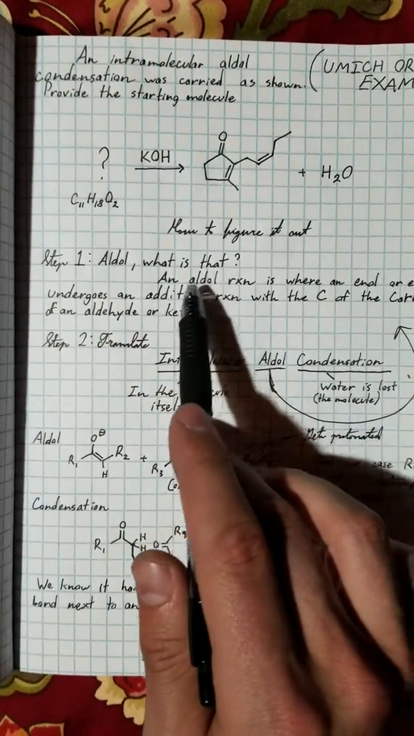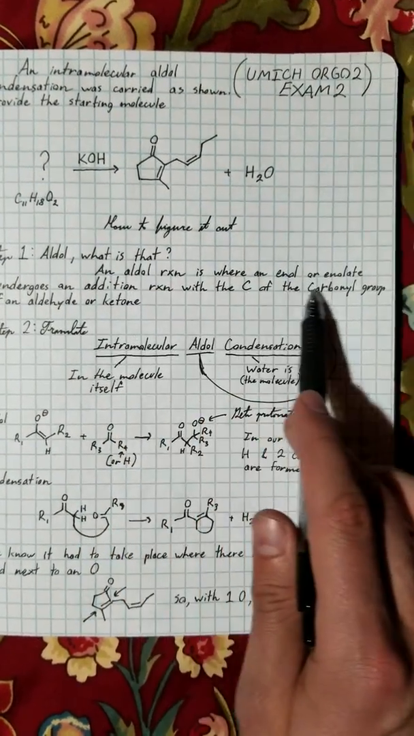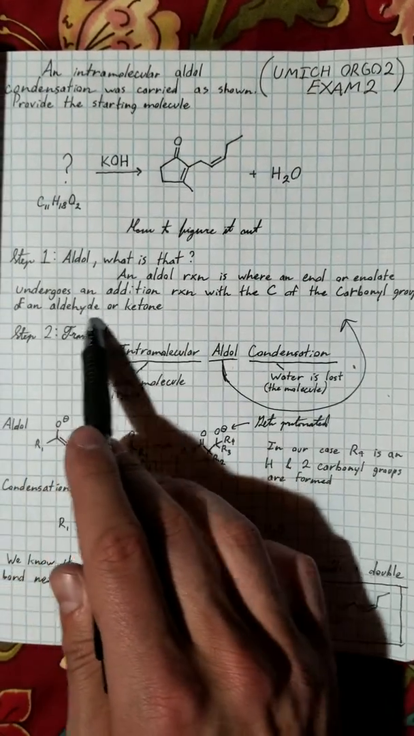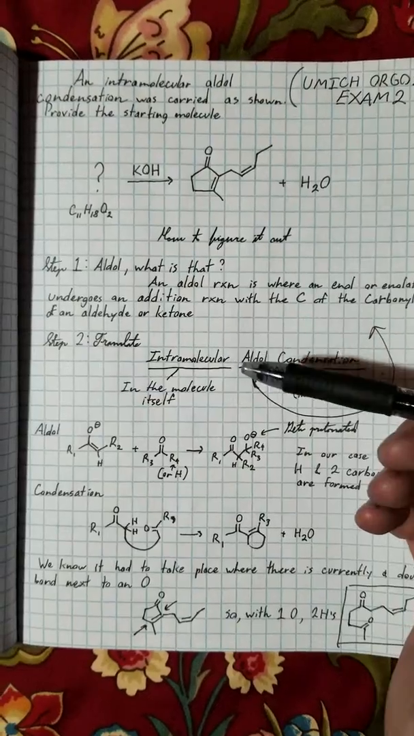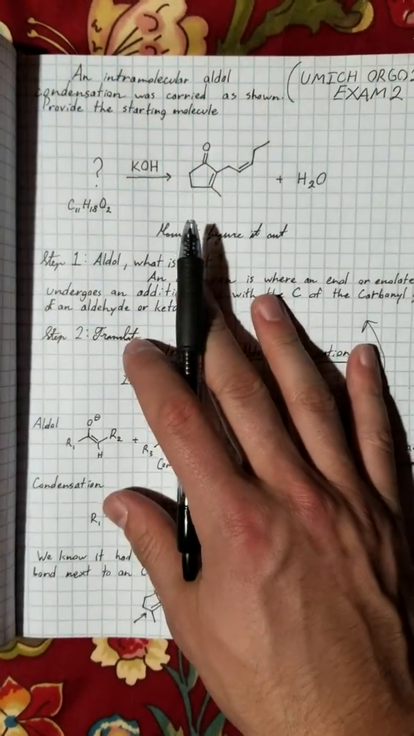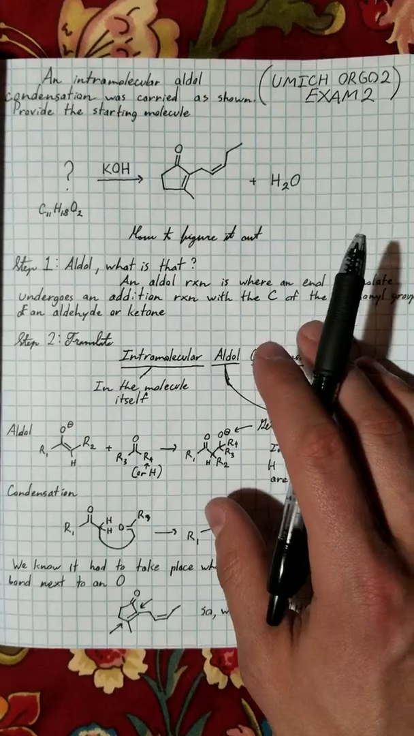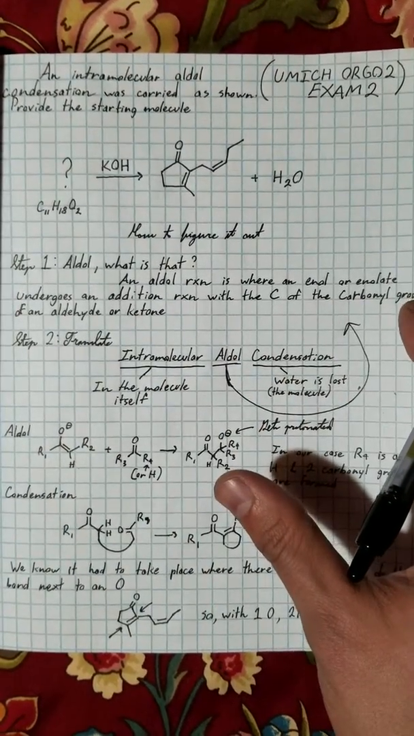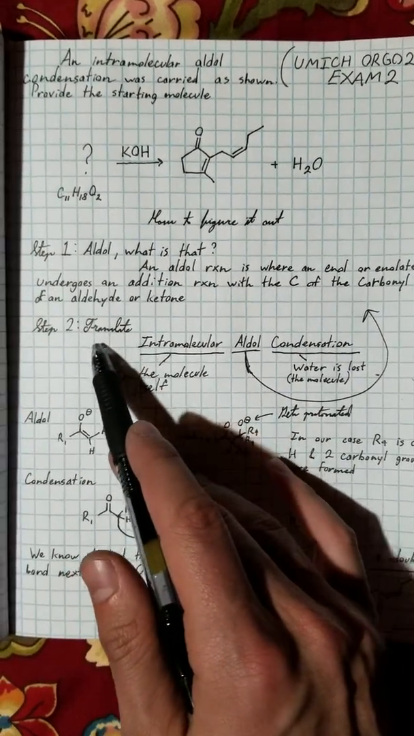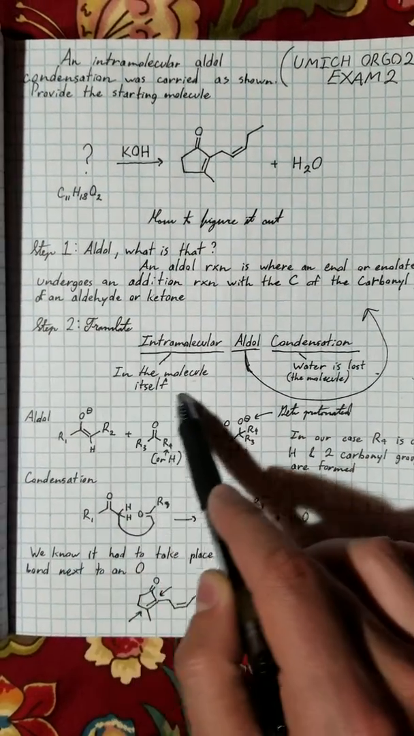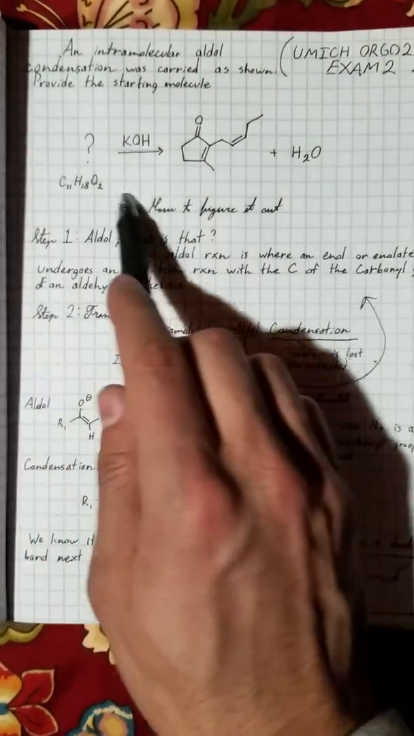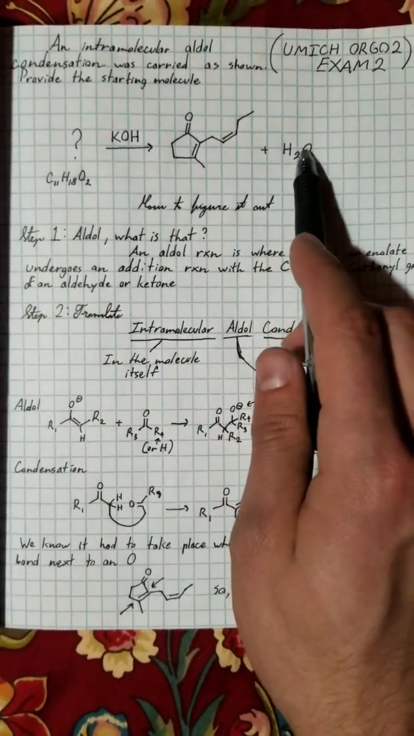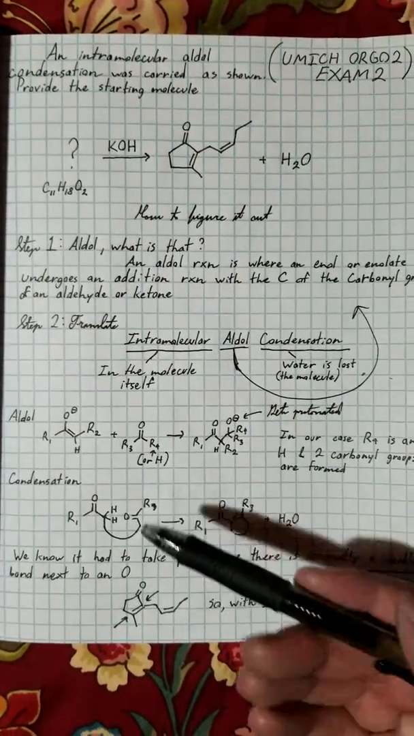So aldol, what is that? An aldol reaction is where an enol or enolate undergoes an addition reaction with the carbon of the carbonyl group from an aldehyde or ketone. So there's going to be a carbonyl group, and there's going to be an addition reaction with another aldehyde or ketone. So then we're going to translate it. Intramolecular. It's inside the molecule itself, so we know it's one molecule. Aldol, what I just said. And then condensation. The water molecule is going to be lost from the molecule.